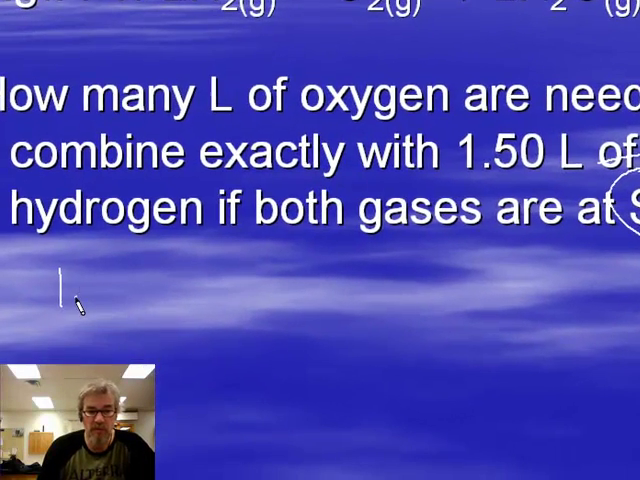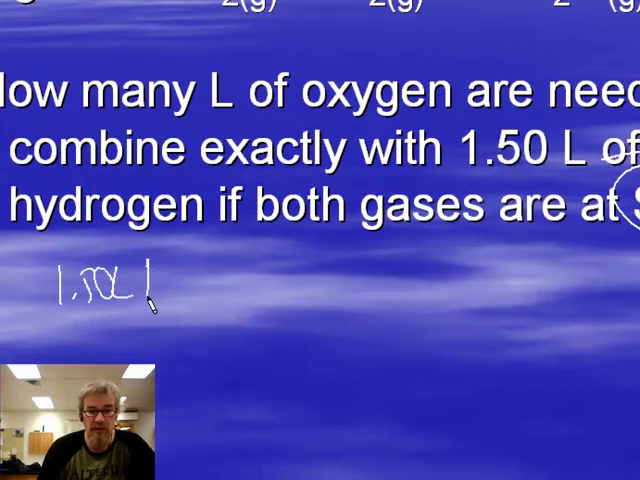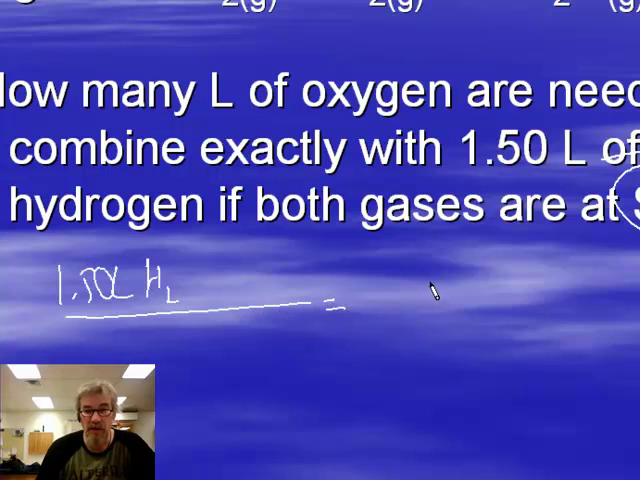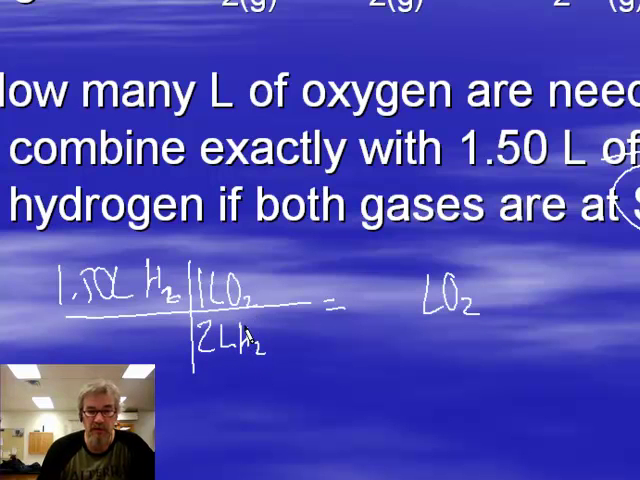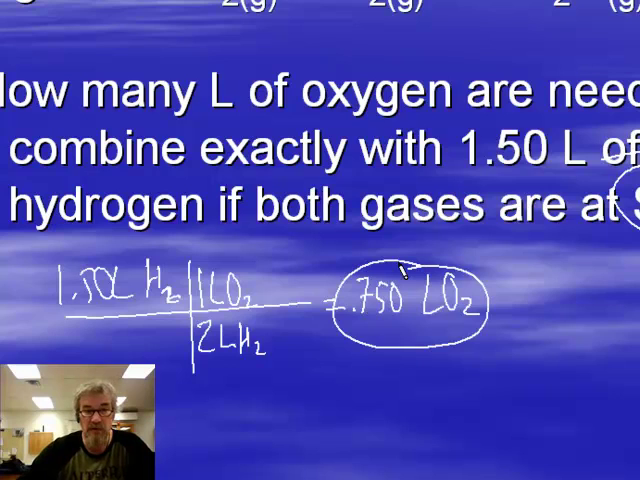What do we know? 1.50 liters of hydrogen. What do we want to find? We want to know how many liters of oxygen. So in the middle, we can put a liter ratio. 2 liters of hydrogen to 1 liter of oxygen. And we find that the answer is 0.750 liters of oxygen. Mole ratios and liter ratios work the same.